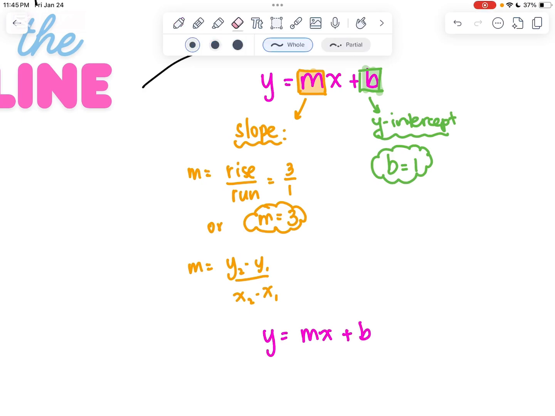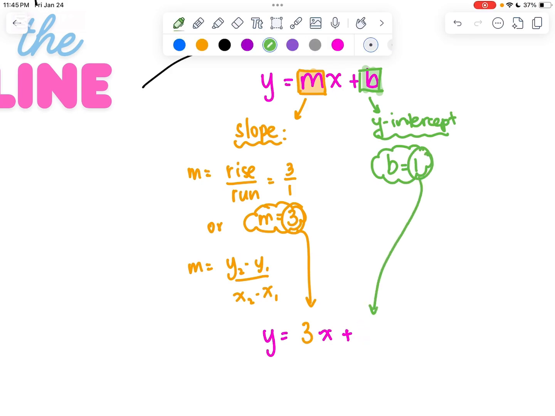So what this means for our equation is, remember that the m and the b were just placeholders for the actual numbers. Now that I have an actual number for m, I can take this 3 and put it in front of the x. And now that I have an actual number for b, I can take this value for b and put it in its spot here. So this is now the equation of our line.